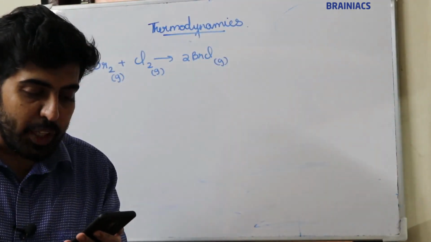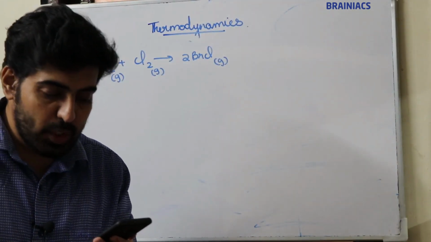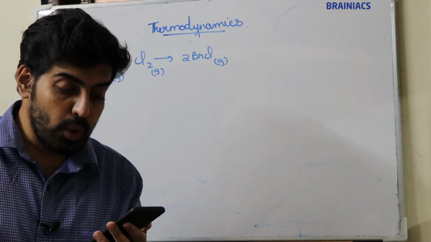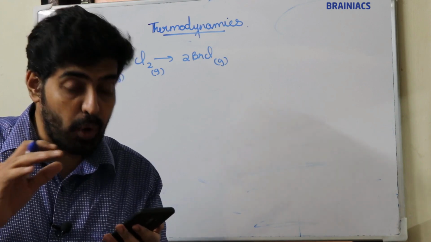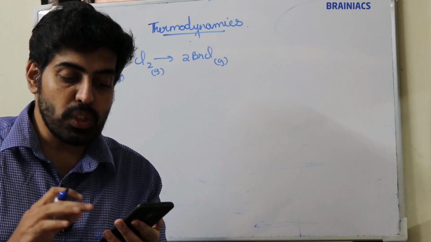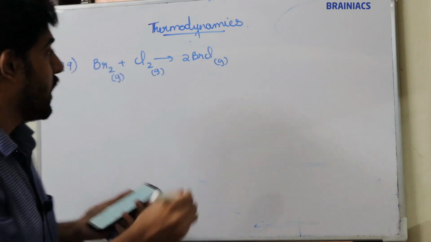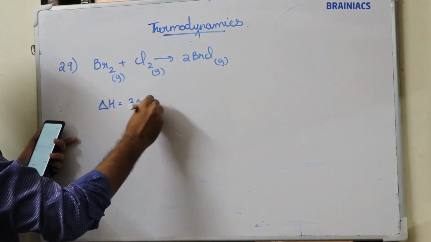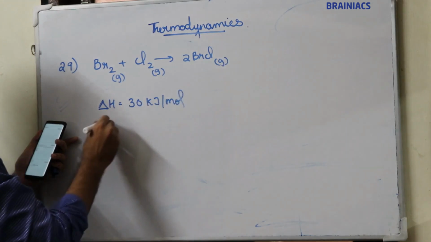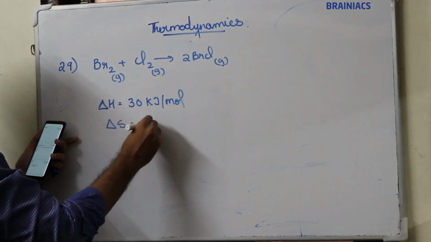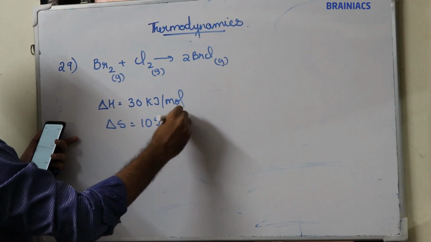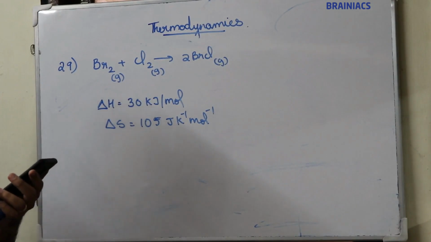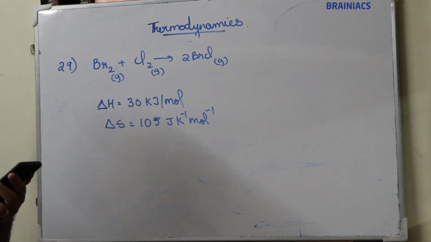The enthalpy and entropy change for the reaction Br2 plus Cl2 giving 2 BrCl are 30 kilojoules per mole and 105 joules Kelvin inverse mole inverse respectively. The temperature at which the reaction will be in equilibrium is. So here delta H value is given. Delta H value is 30 kilojoules per mole and delta S value is 105 joules Kelvin inverse mole inverse.